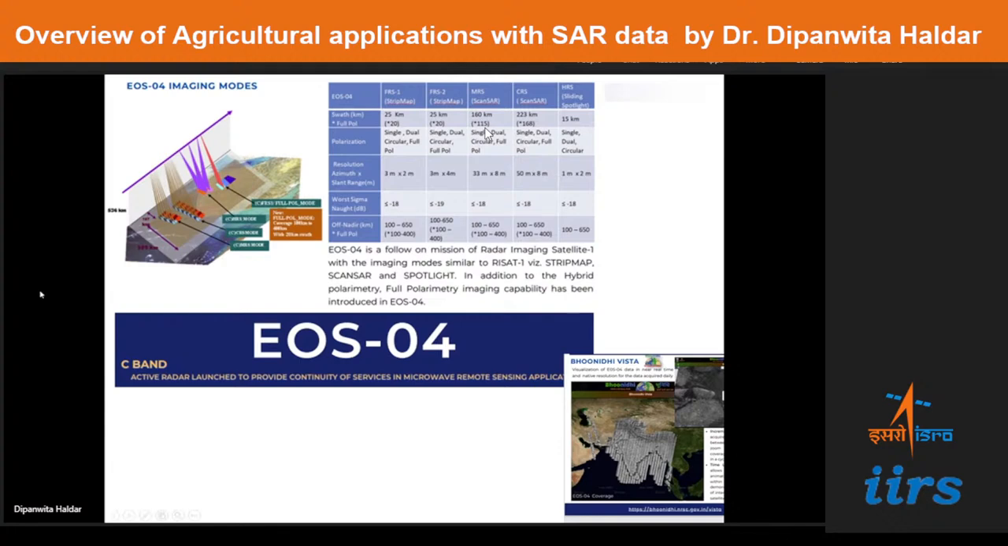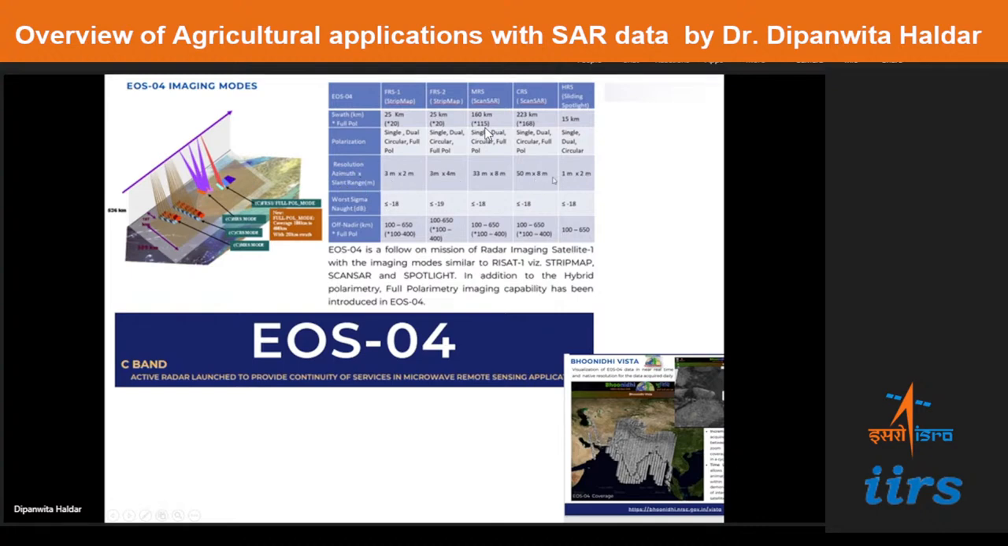If you can see, there are fine resolution modes, medium resolution mode, and the coarse resolution mode. FRS-1 and FRS-2 are the fine resolution strip map mode. MRS is the ScanSAR mode, CRS is also the ScanSAR mode. So you have quite high resolution. In the FRS mode, you have 3 meter into 2 meter and 3 meter into 4 meter. In the MRS mode, you have 33 into 8. These are range resolution, azimuth and range resolutions are given.